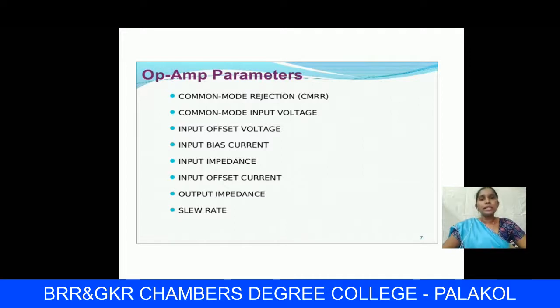Here the first one is CMRR. CMRR means common mode rejection ratio. The second one is common mode input voltage, CMIV. The next one is input offset voltage, another one is input bias current, and the next one is input impedance. Then input offset current, output impedance, and slew rate. Okay, so these are the important parameters.